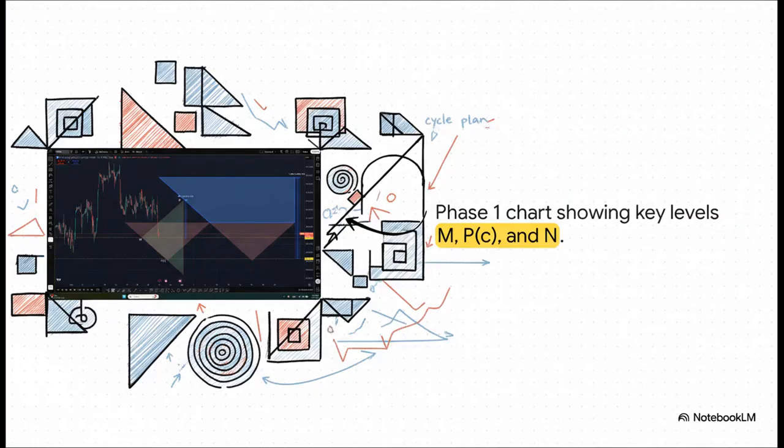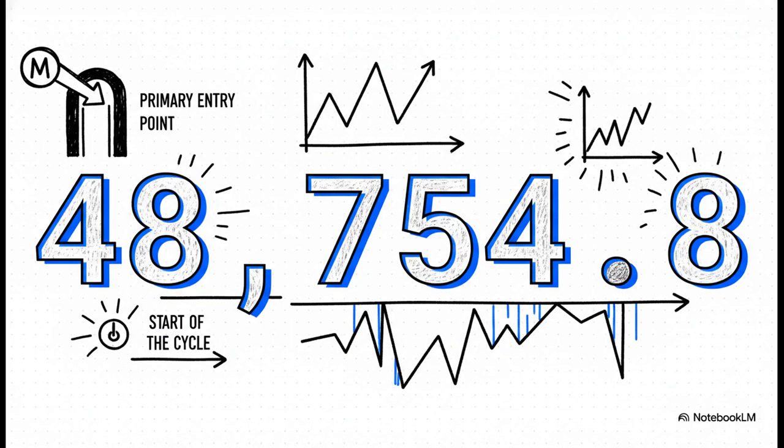Okay, take a look at this. This is the initial chart, right from Phase 1. You can see the system's geometric structure laid right over the price action. What you really want to pay attention to are those key price levels. You'll see them labeled M, P of C, and N. These are the absolute core of the cycle's plan. First up, the system identified its primary entry point at level M. That works out to a price of 48,754.8. And this is what officially kicked off the cycle.